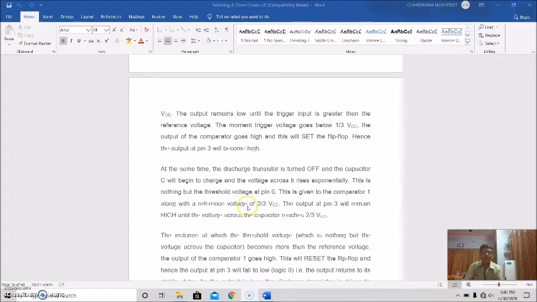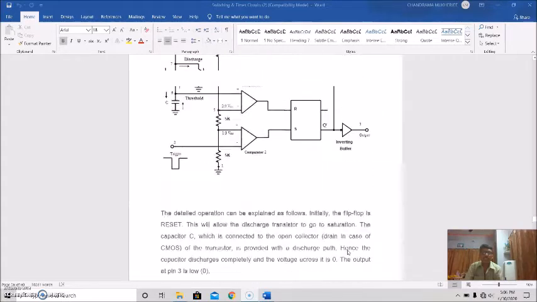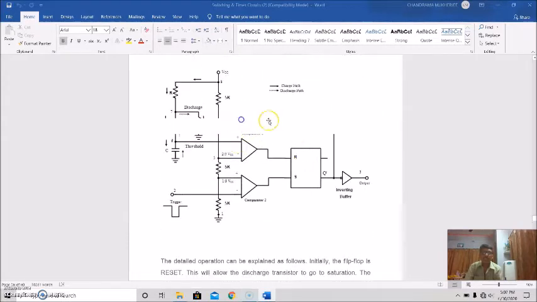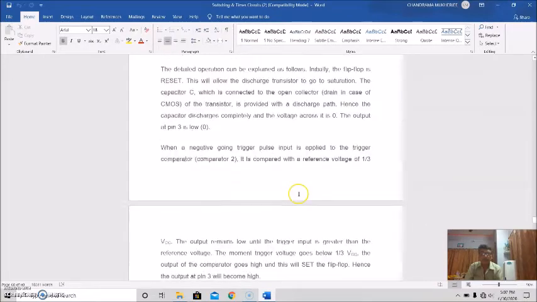At the same time the discharge transistor is turned off and the capacitor C will begin to charge, and the voltage across it rises exponentially. And this is nothing but the threshold voltage at pin 6. Here it is. This is the threshold voltage at pin 6.